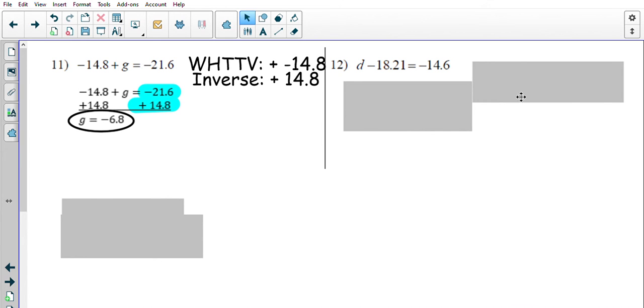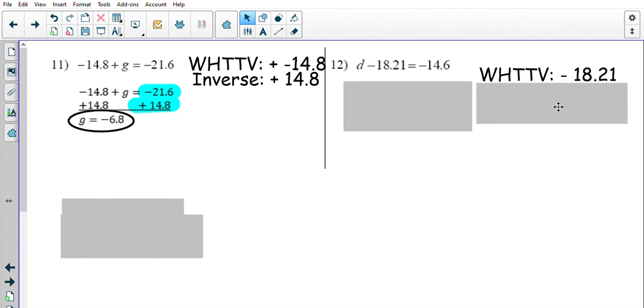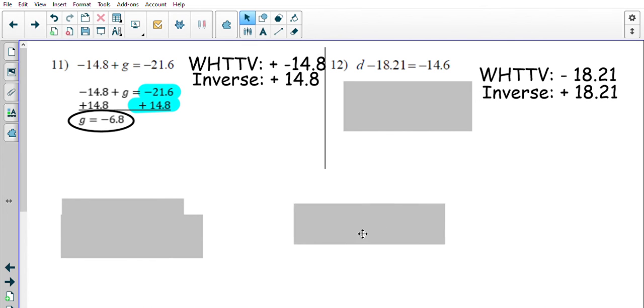Number 12, what's happening to the variable is we're subtracting 18.21. The inverse is to add 18.21.